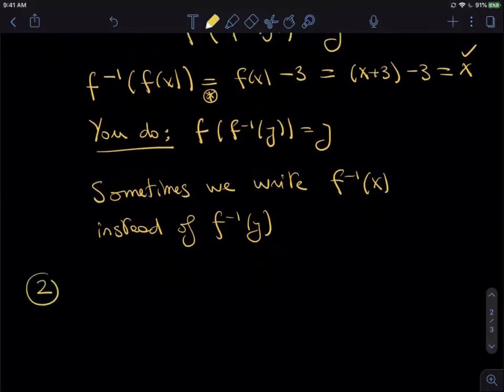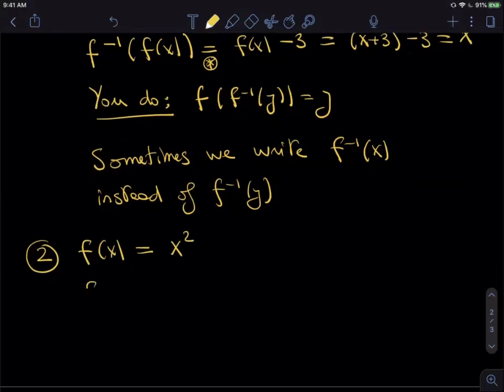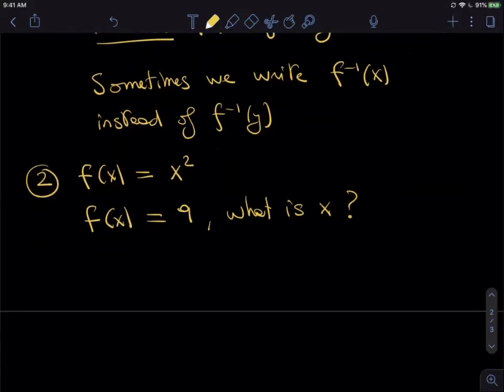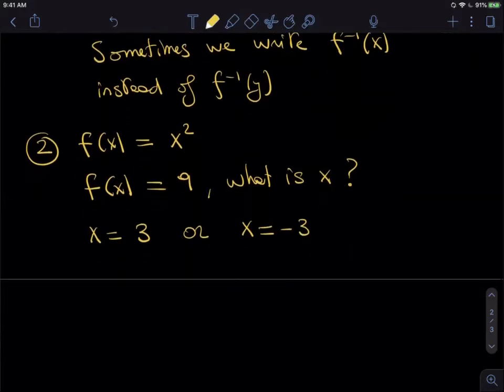So let's see now another example. Let's say now we take, very easy, a parabola, x squared. And then I ask, so if f of x equals 9, what is x? And you may be wondering, okay, x must be 3. So that's the inverse. But wait, careful here, because there is another possibility, which is x equals -3. Either of these is going to work.